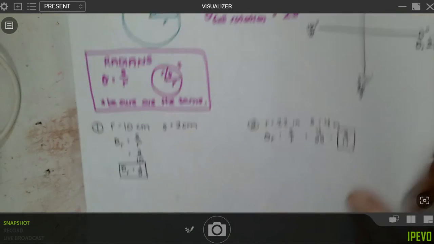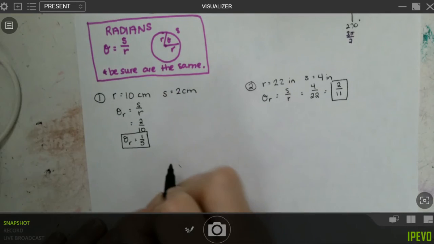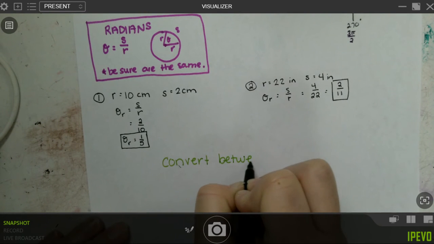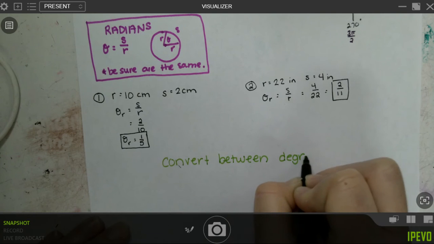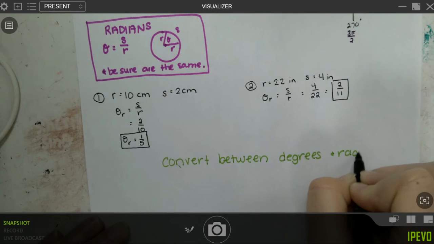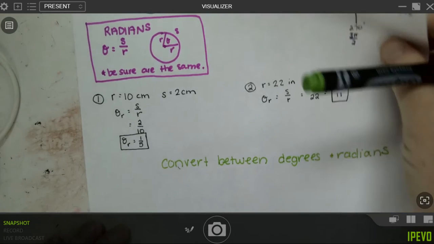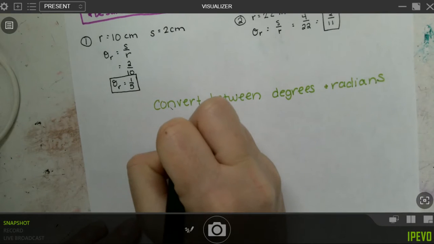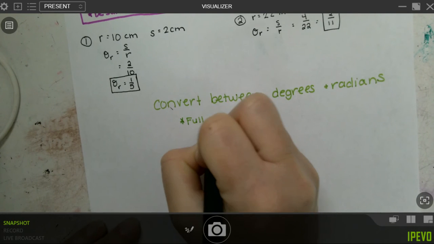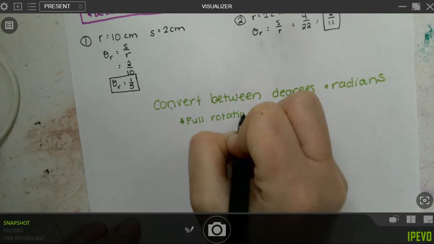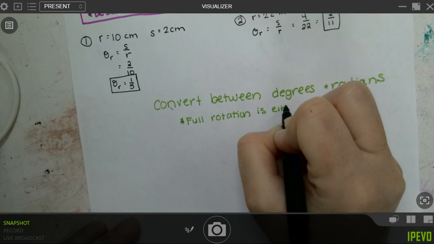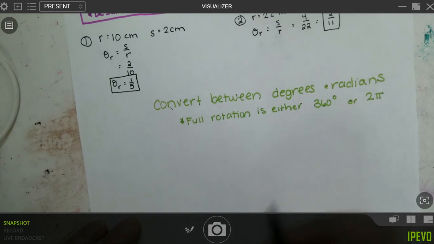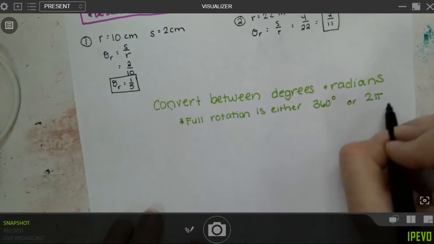All right, let's convert. So we're going to convert between degrees and radians. All right, remember, a full rotation is either 360 degrees or 2 pi radians. All right, so that's going to help us convert.